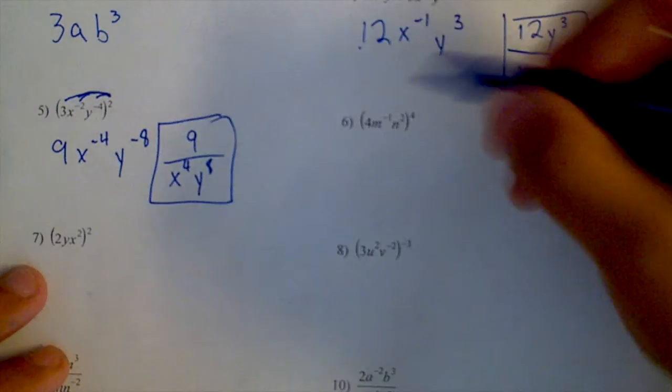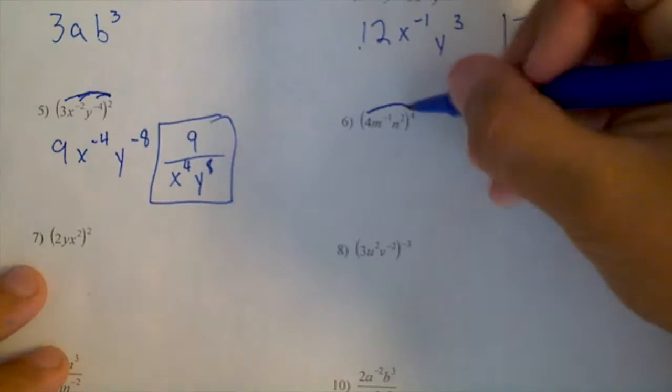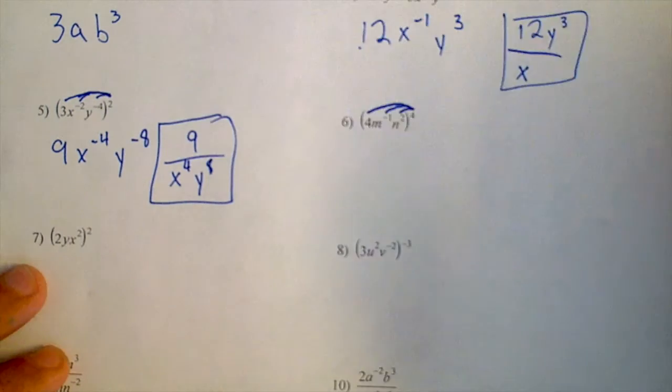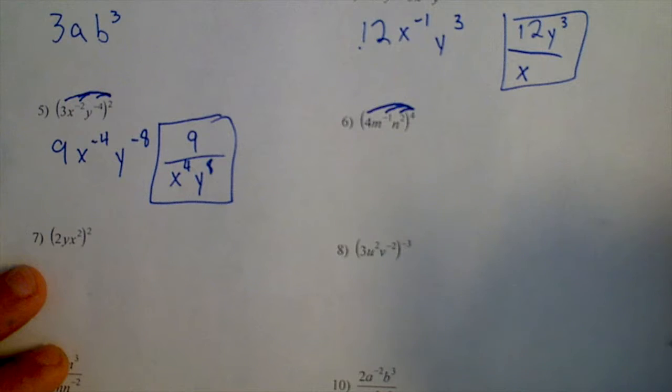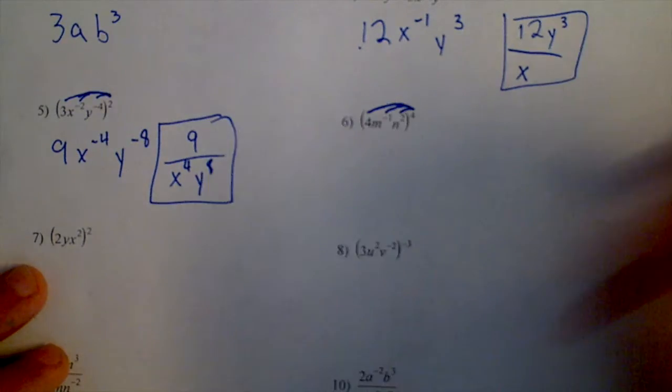On 6, same thing. The exponent on the outside applies to all things on the inside. 4 to the fourth power. 4 times 4 is 16. 16 times 4 is 64. 64 times 4, I believe, is 256.